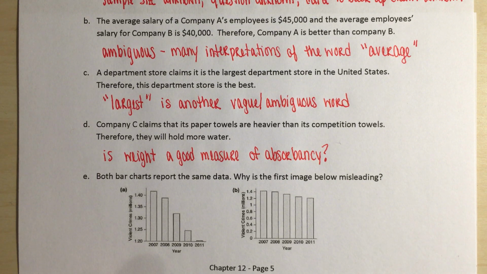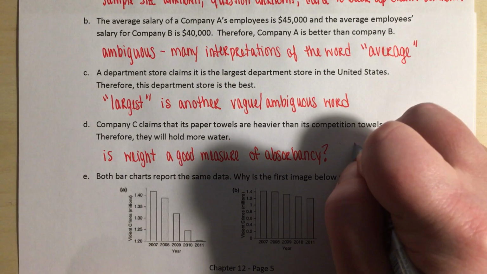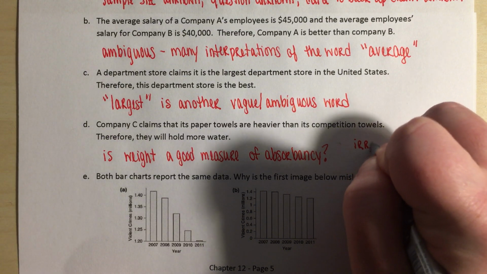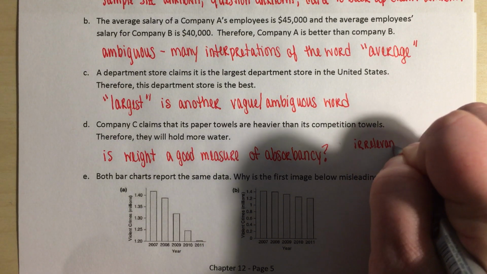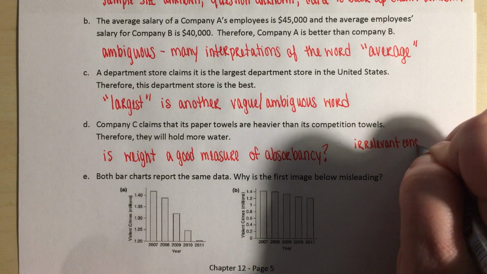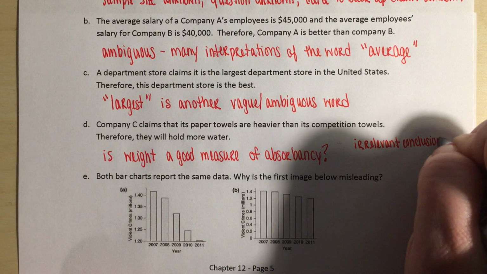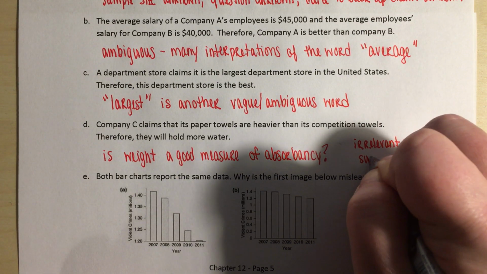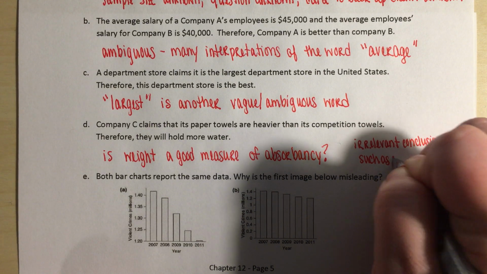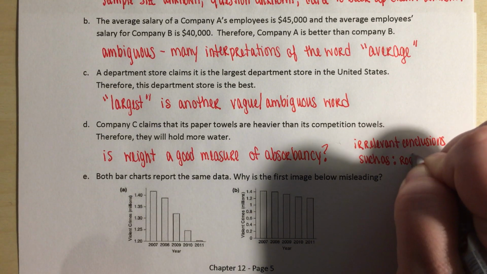So as far as what we're using here, we don't necessarily know that weight is a good measure of absorbency, and we will say irrelevant conclusions such as, right, rock versus sponge.